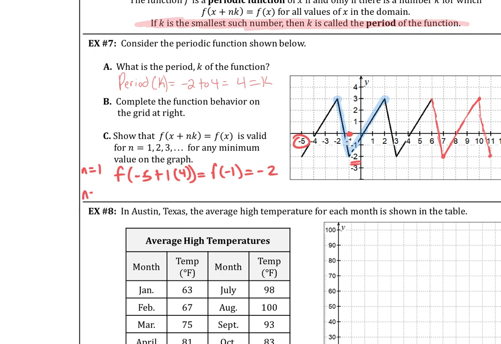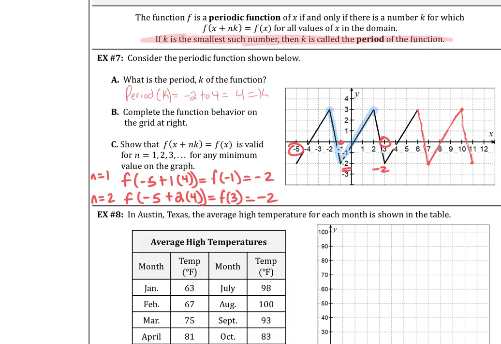Now let's do the next one, n equals 2. Again, start with the original x value, f of -5, but let's change this to 2, so that means 2 cycles through. Period is still 4. -5 plus 8 equals 3. If you look at x equals 3 right here, what's my y value? -2. So you see, instead of going through it, we can just figure out, and again, that n value is simply how many times we're going through each period right there.